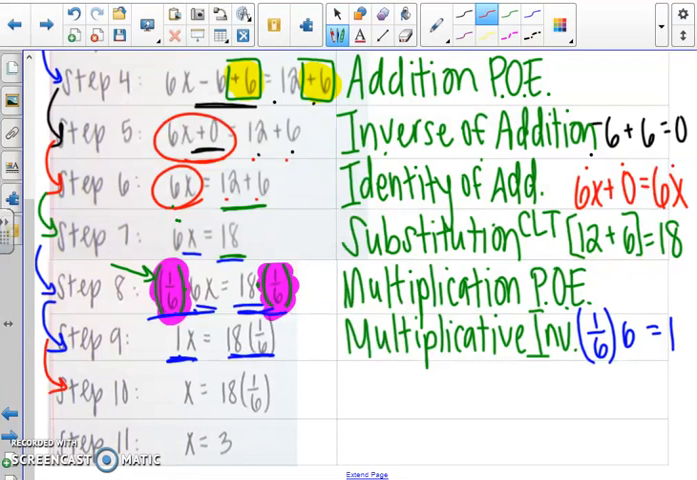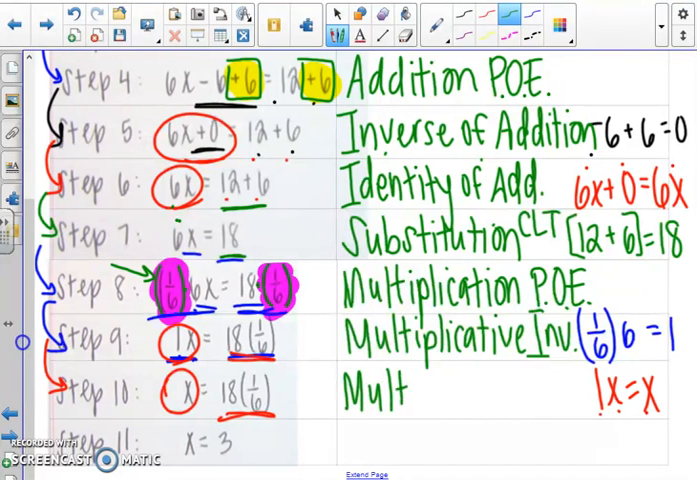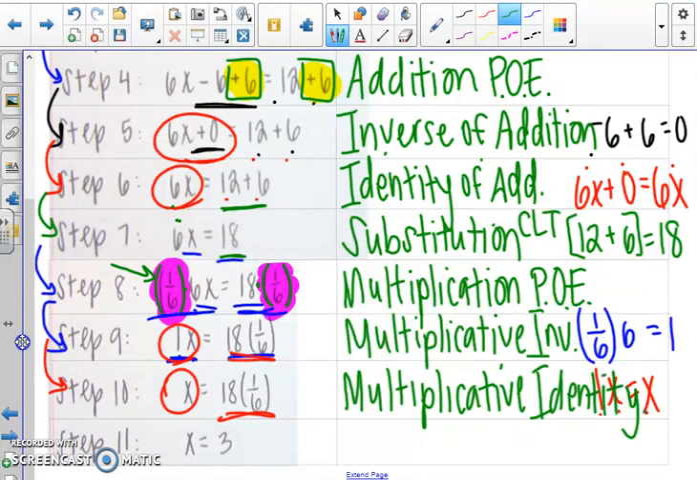All right, step 9 to 10. This doesn't change, but 1x became just x. So 1x became x. A number times 1 stays itself. Multiplicative identity. A number times 1 stays itself.